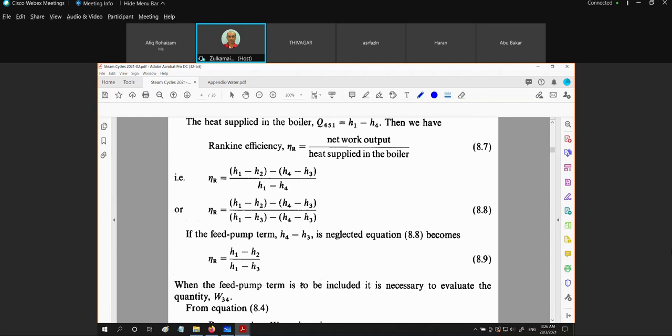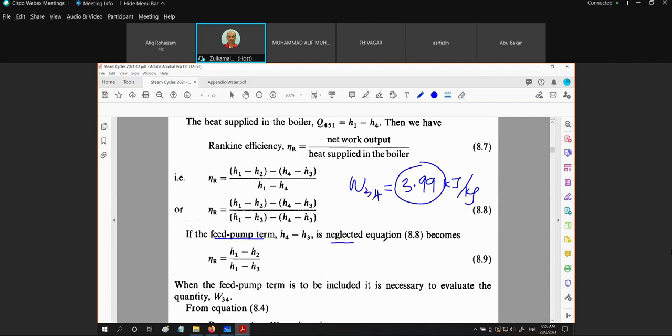Okay, if you could remember last lecture, we did calculate the W3-4. Can someone recall how much we got for the W3-4? I think three point something, 3.44 or 3.99. Anyone can recall? 3.99. Okay, 3.99, right? This is in kilojoule per kilogram. Very small compared with the work from the turbine. Very, very small. That's why sometimes we neglect the pump work, or the feed water pump work.